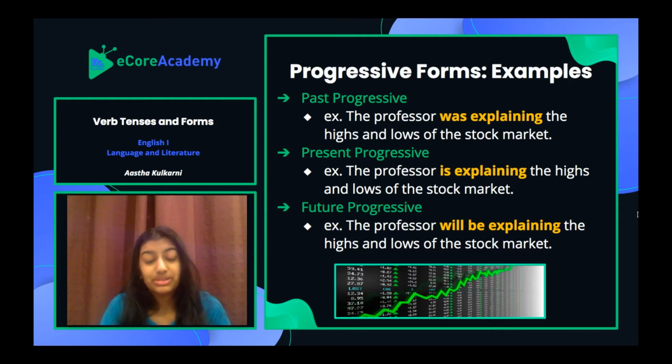Present progressive: "The professor is explaining the highs and lows of the stock market." So the professor is continuously explaining it in the present.